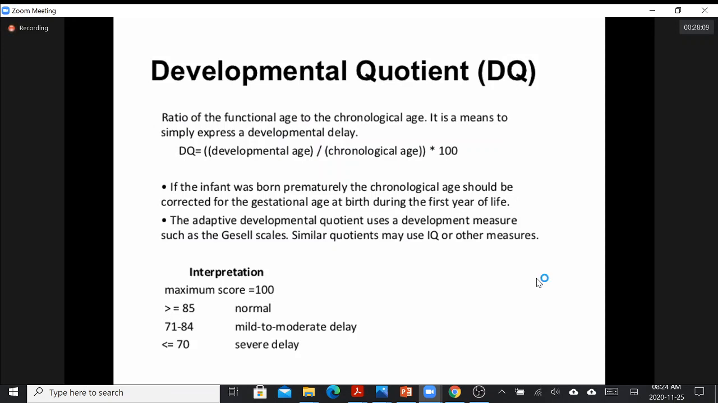So now in our example, if you were listening, the 1-year-old child could only lift the head. So we took the developmental age for the gross motor as 3 months, chronological age 12 months. So that is 1 upon 4 times 100, the answer is 25. So considering that, how will we categorize this child's development according to the developmental quotient? A, is it delayed? B, what type of delay is it?